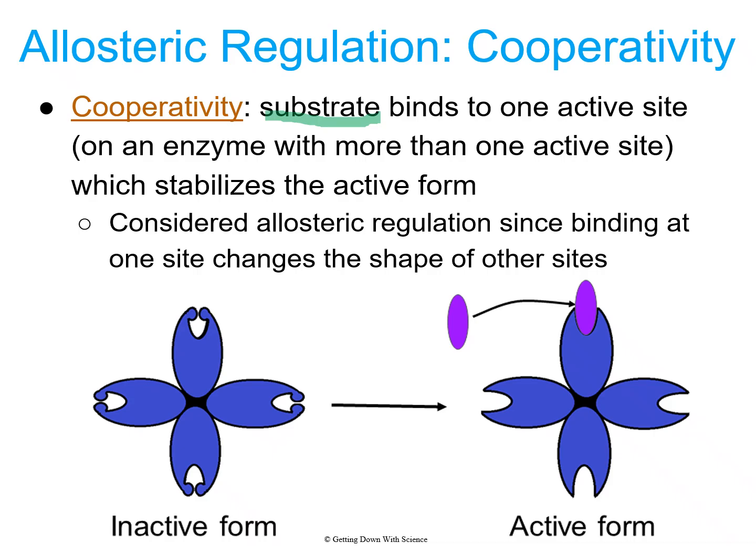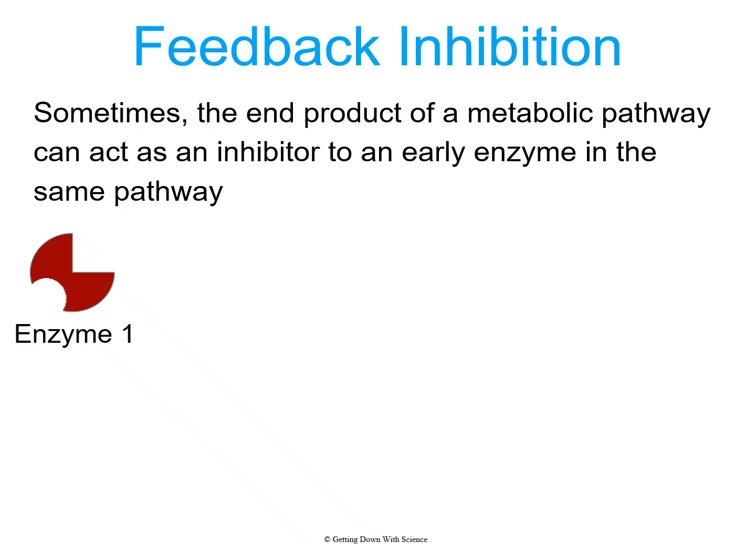And this is considered allosteric regulation since binding at one site changes the shape of the other site. So that's why this is categorized as allosteric. All right, for this last slide, we're going to be discussing feedback inhibition. This is also a type of inhibition.